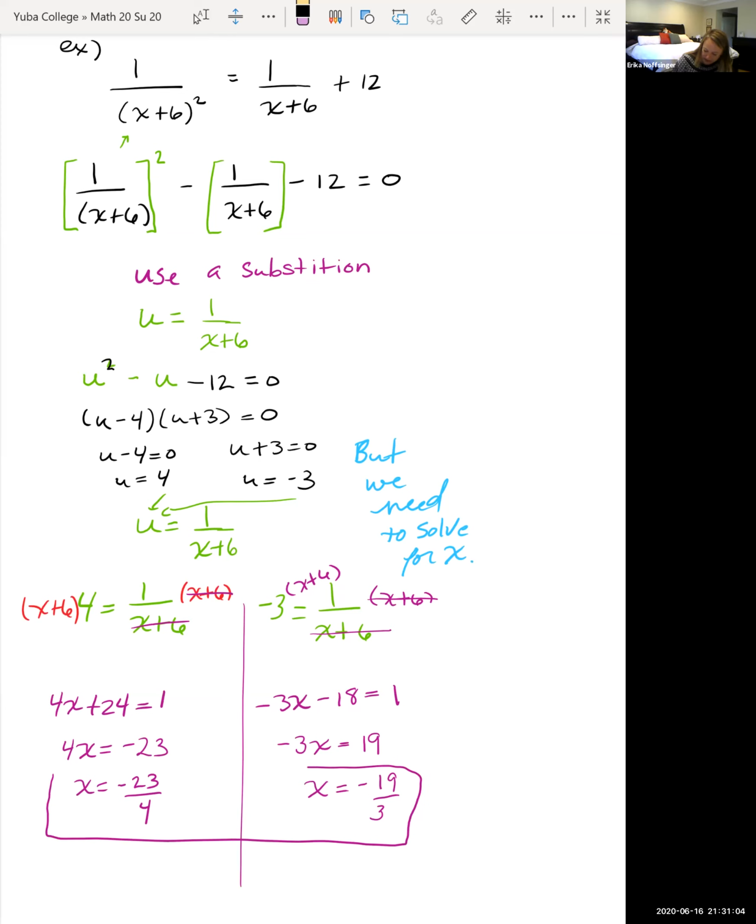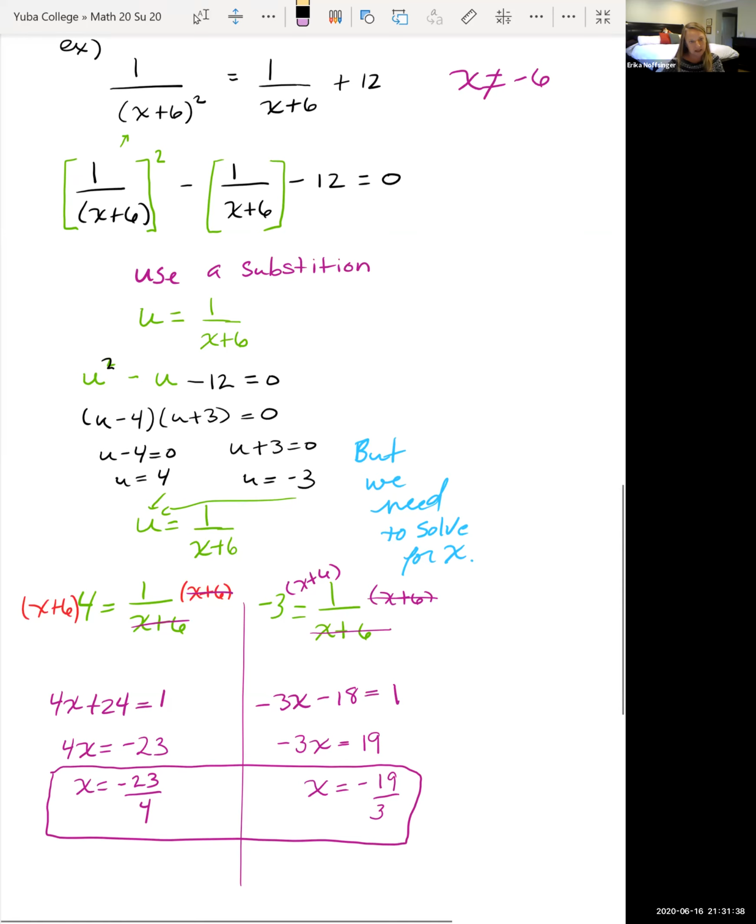I guess there is one thing I have to check and worry about, because I do have a rational equation. I can't have any values of x which set my denominator equal to 0. So I have to say x can't be negative 6, and it isn't one of my solutions. So I'm okay, because these are not negative 6. Okay, so we could have solved that by multiplying by the LCD, x plus 6 quantity squared, and gotten the same result in the end.